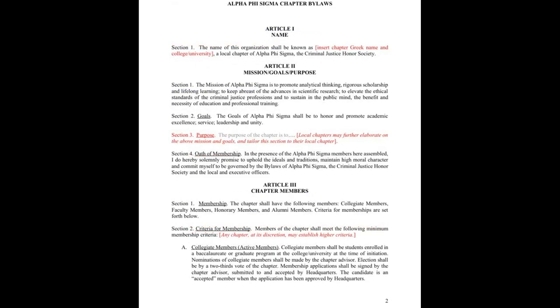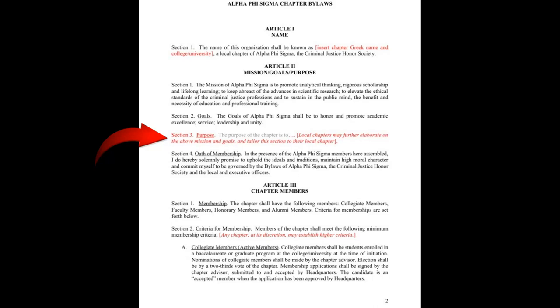Proceed to page 2, and if you already know your chapter Greek name, type it at the top of the document. If not, we will complete this section once the chapter charter is complete. Proceed to Article 1 and enter the name of the college, university. Continue to Article 2, Section 3, and state the purpose of the chapter.